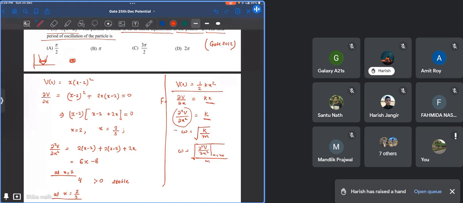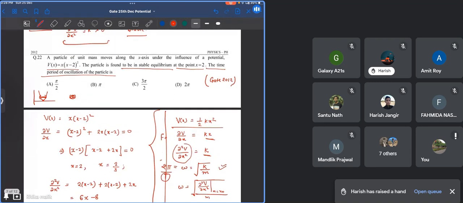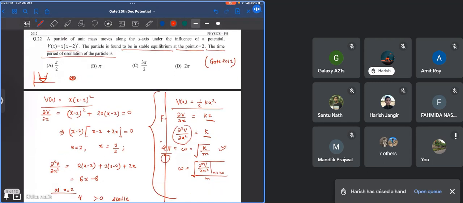So your angular frequency of oscillation is given by square root of k by m. This is known in case of a spring potential, and from there we will calculate the time period of oscillation. So this we are going to use here too. We know our potential. We calculate the equilibrium condition, del V by del x equals 0.